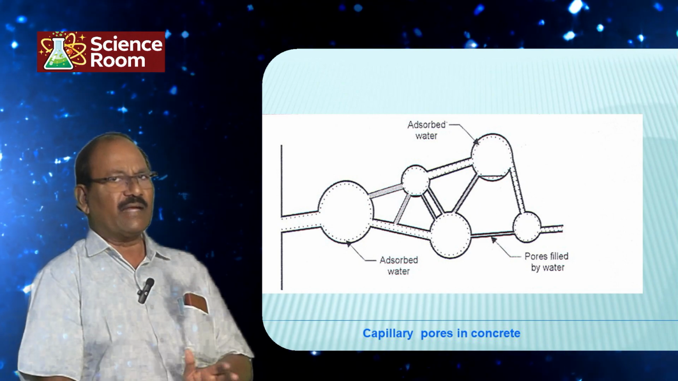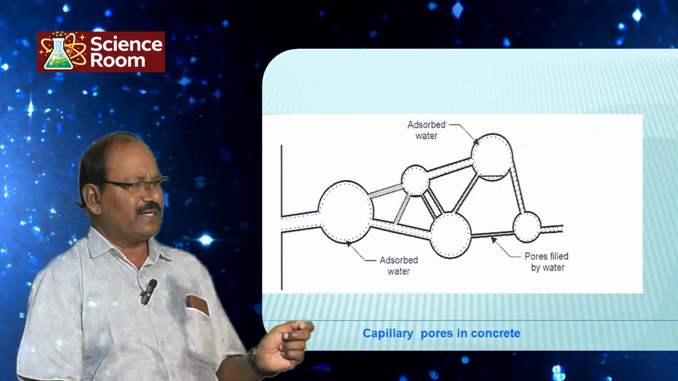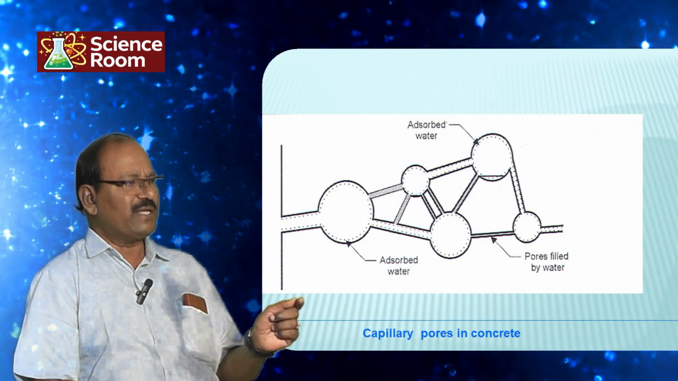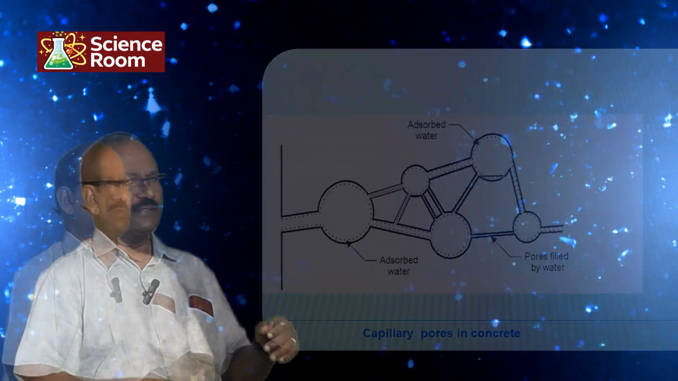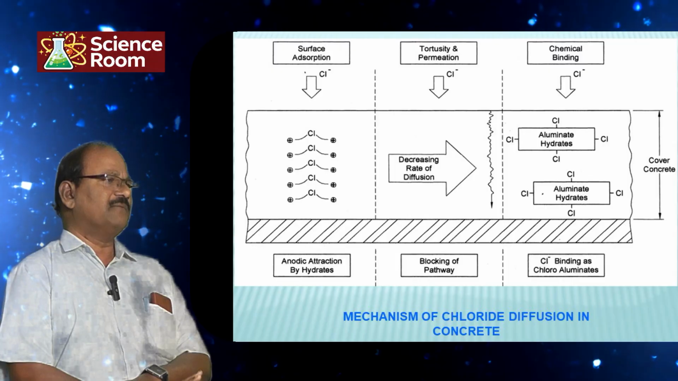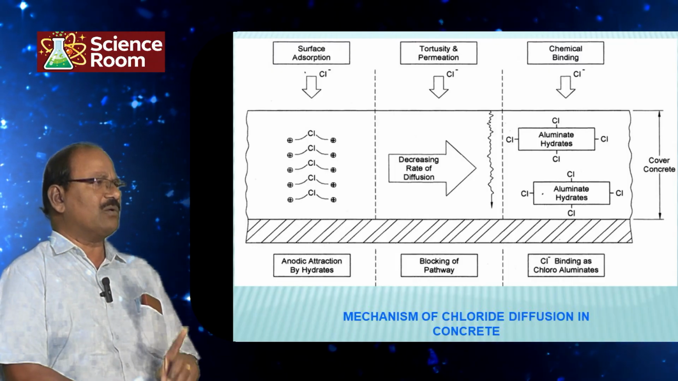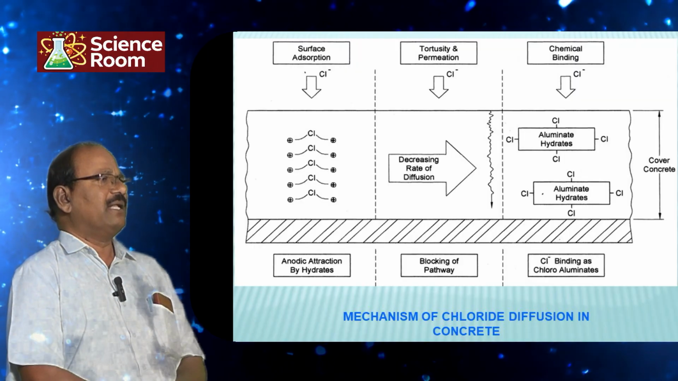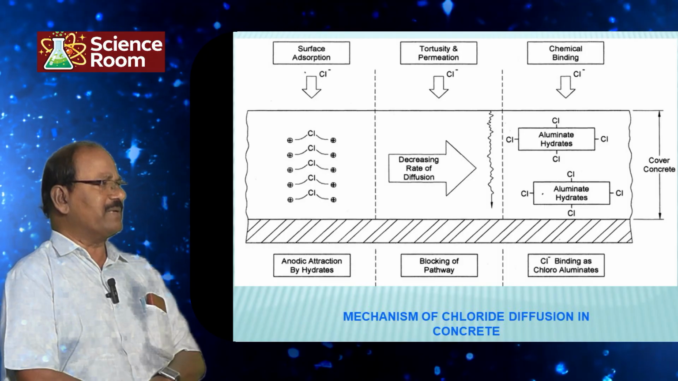The chlorides in the environment get into the pores again. From the environment they get in, travel through the capillary pores and reach inside. The two main culprits for the corrosion of steel in concrete are, first, chloride, which is a major culprit, and second, carbon dioxide. These two are the main problem creators.